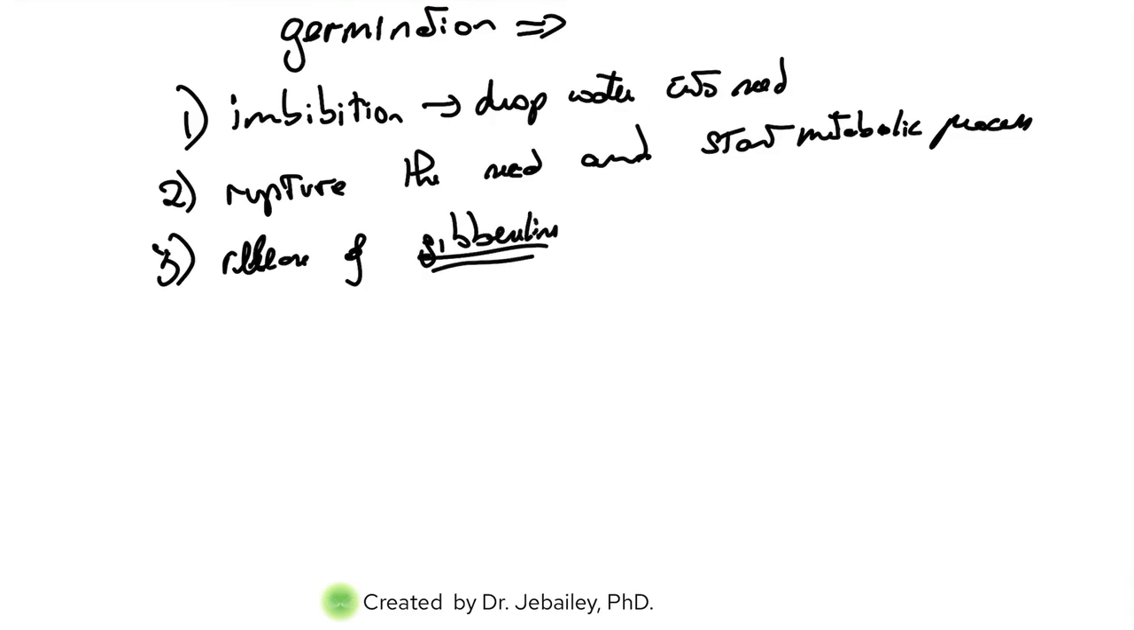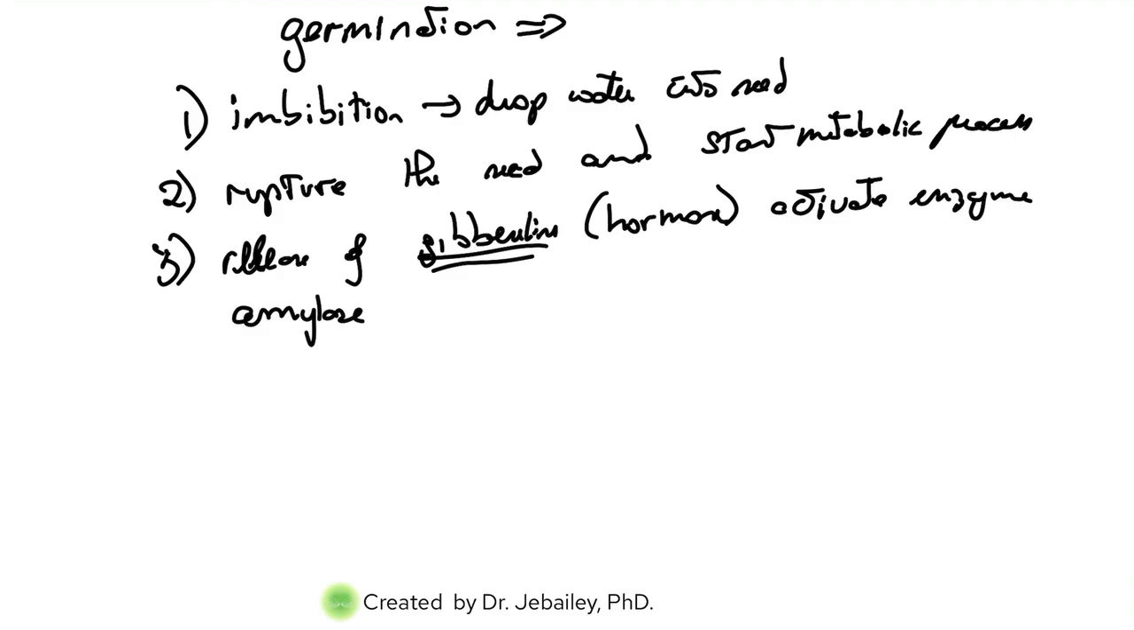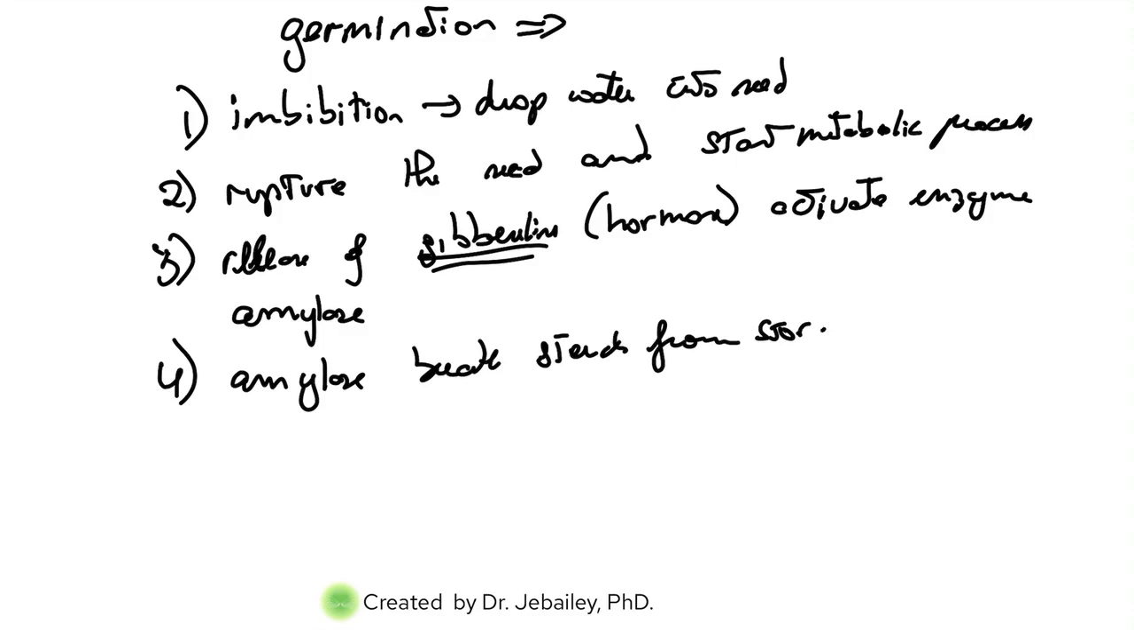Now, what does gibberellins do? This is a hormone, and you got to mention that it's a hormone. This will activate an enzyme, and specifically in this case it is amylase. Then number 4, you're going to say that amylase eventually will break starch from the storage into maltose, and eventually maltose will turn into glucose.